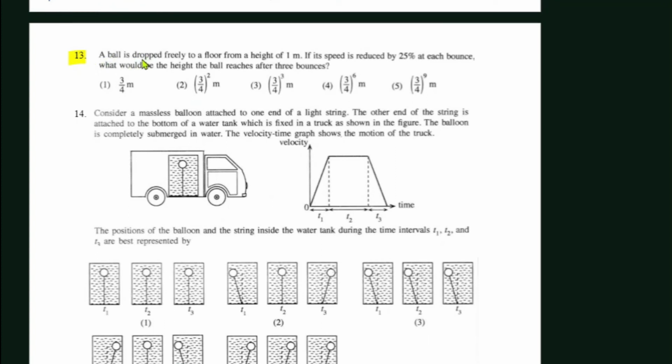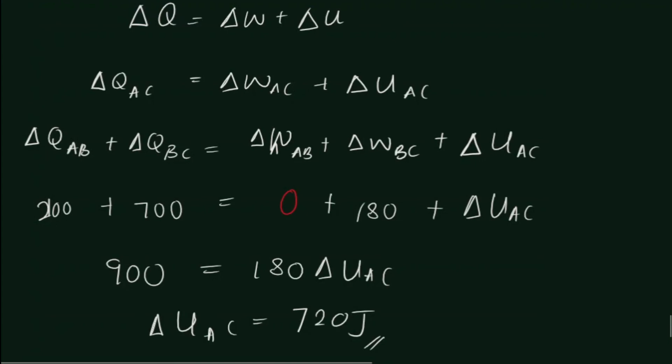It says a ball is dropped freely to a floor from a height of 1 meter, and its speed is reduced by 25% at each bounce. So when a ball is falling and when it rebounds, its velocity decreases by 25%. What would be the height the ball reaches after the third bounce? Okay, it's quite simple, right?